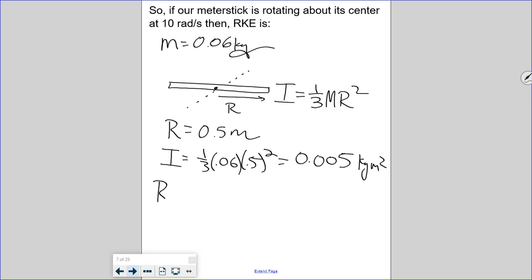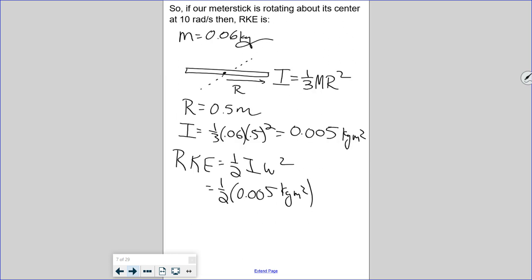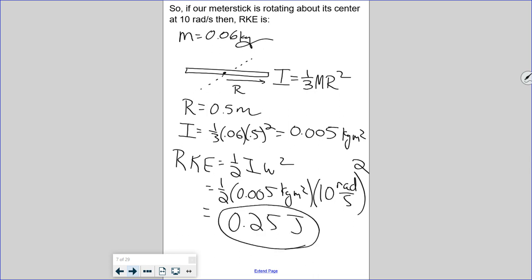And so now I can find the rotational kinetic energy. It is 1/2 times I times omega squared, where omega was 10 radians per second. Don't forget to square it. If you figure this out, it gives you 0.25 joules, which is half as much kinetic energy as the meter stick had when it was just moving linearly, which doesn't really mean anything. That won't always be the case, so please don't make that generalization. I shouldn't have even said that.